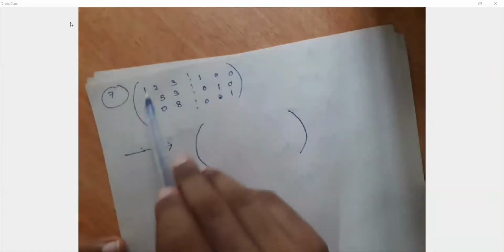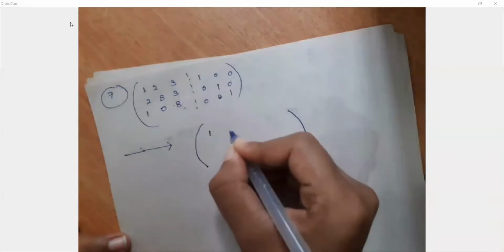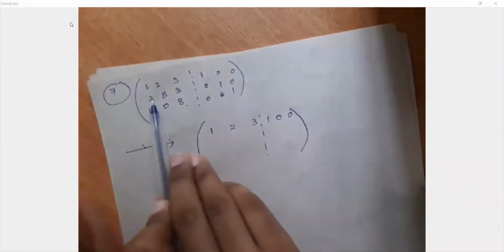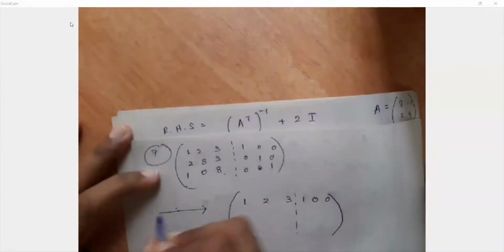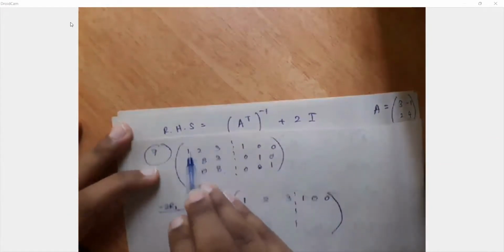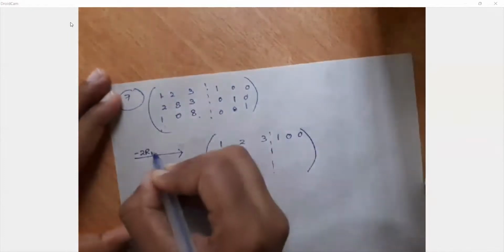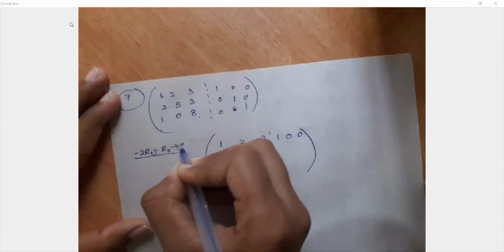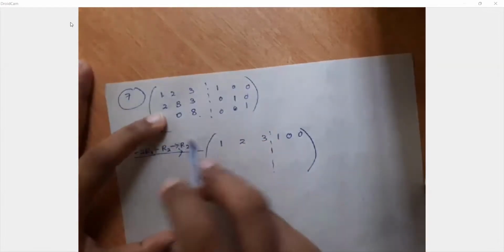Here I have 1, 5, 8. I will make these ones 0. The leading one in the first row is okay, 1, 0, 0. I want to make this 2 into 0. I will do minus 2R1. I will multiply the first row by minus 2 and add it to the second row, and put the answer in the second row. Okay, I shall write that one.